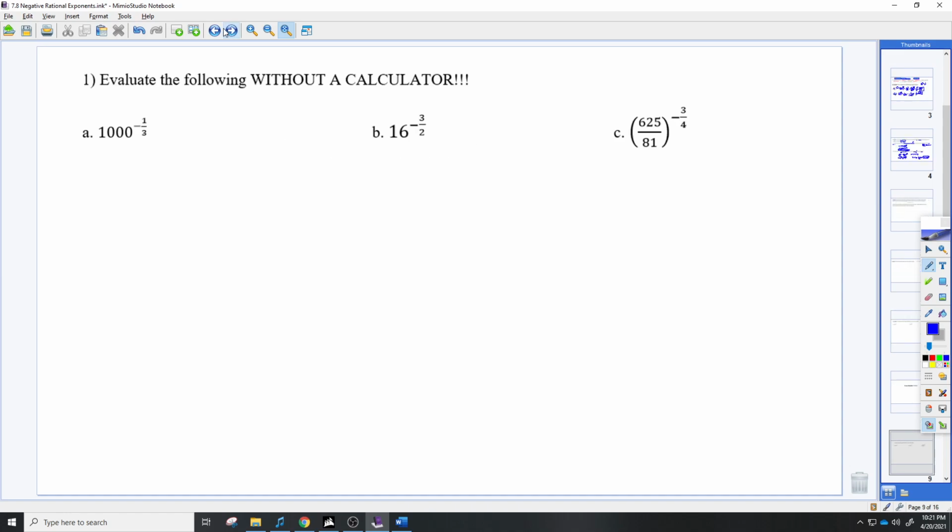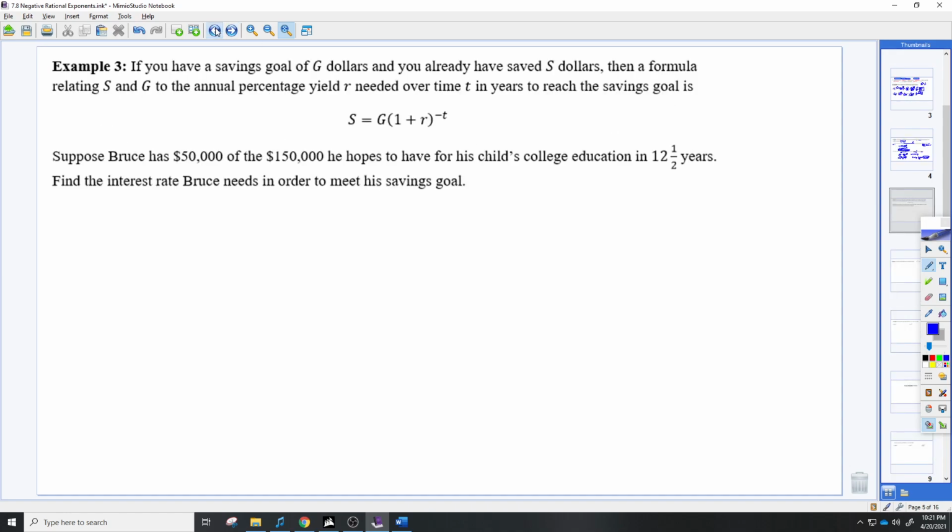A couple more examples, then we'll be done here. Another word problem using a negative exponent, as you can see. Example 3, if you have a savings goal of G dollars, okay, so you say you want like $20,000, all right, but you already have saved S dollars, okay, then there's a formula that relates the S and the G to an annual percentage yield R needed over time T in years to reach the savings goal. It is this.